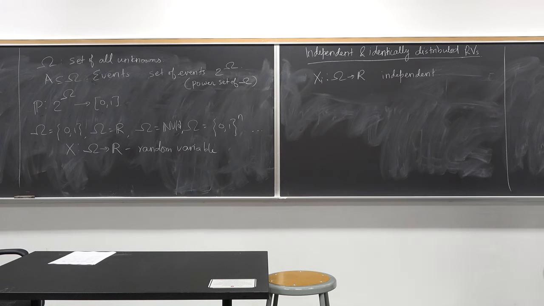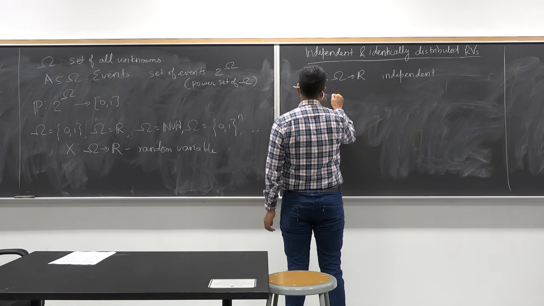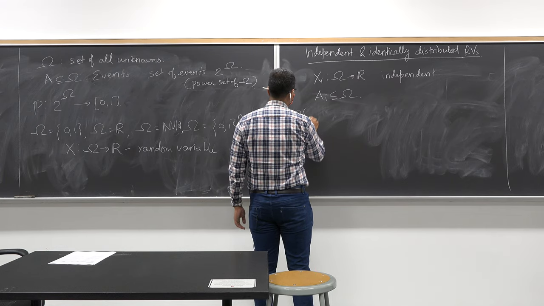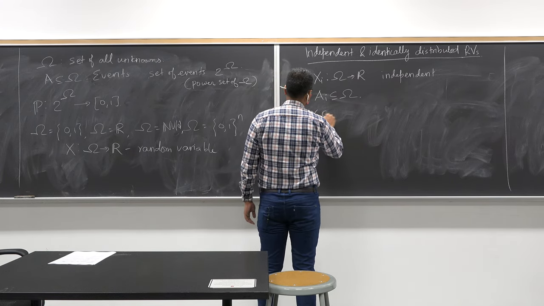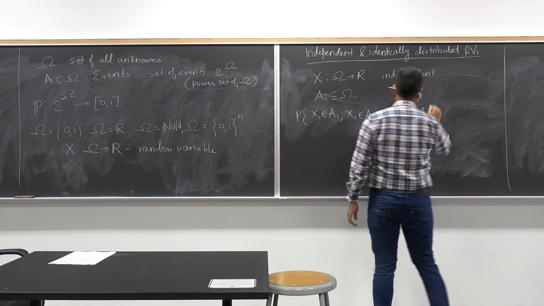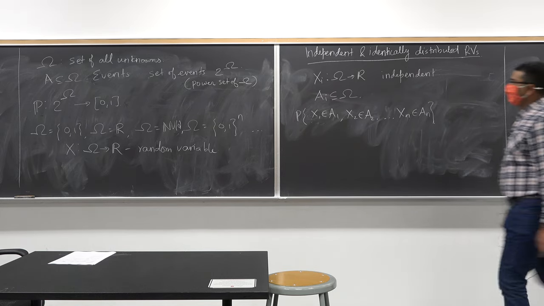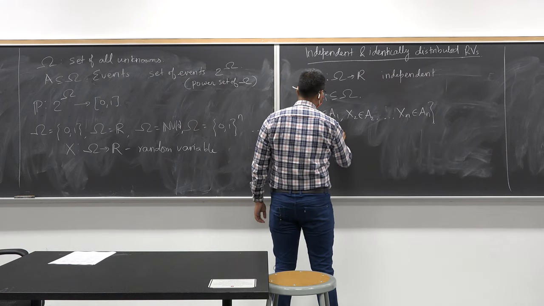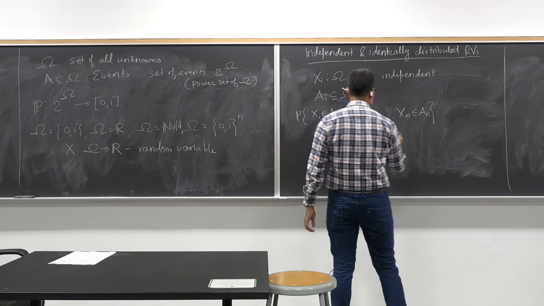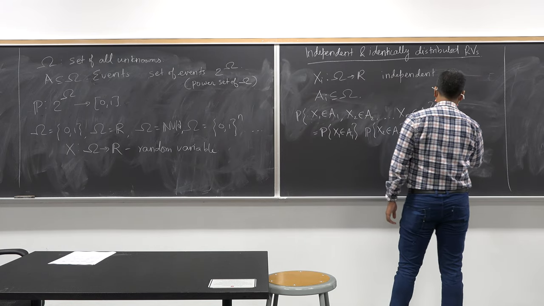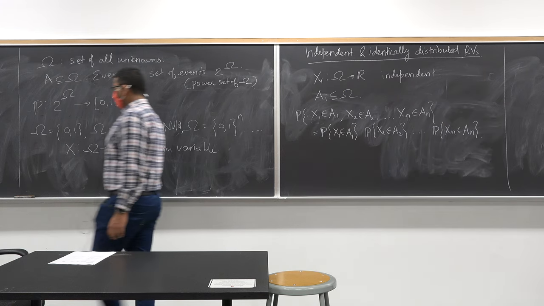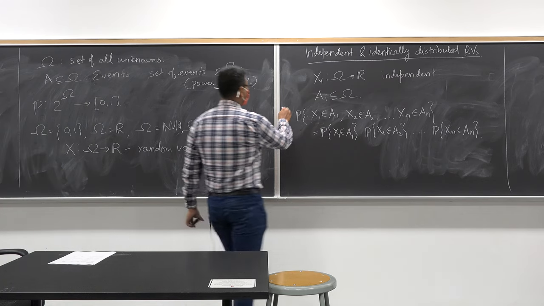What do I mean by independent? If I pick subsets Ai of omega, and I look at the probability of x1 in A1, x2 in A2, ..., xn in An, then it's equal to the probability of x1 in A1, multiplied by the probability of x2 in A2, and so on, multiplied by the probability of xn in An. That's the definition of independence.